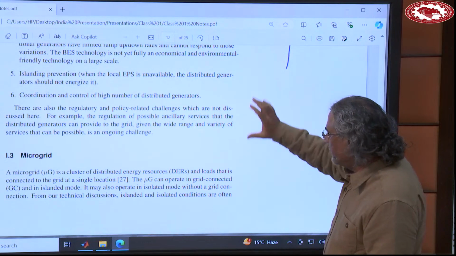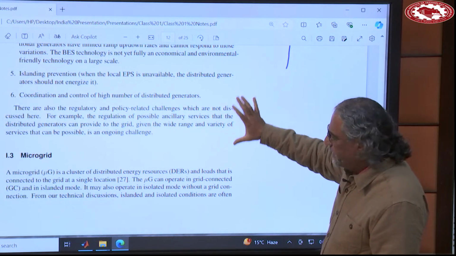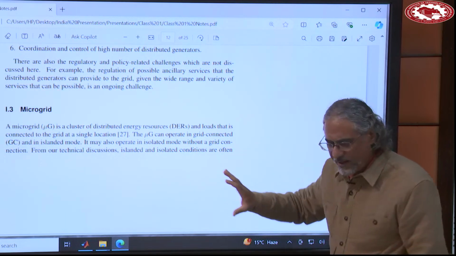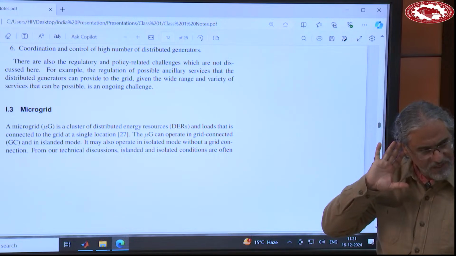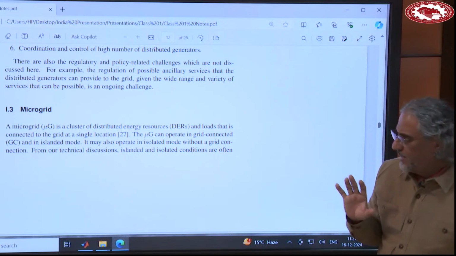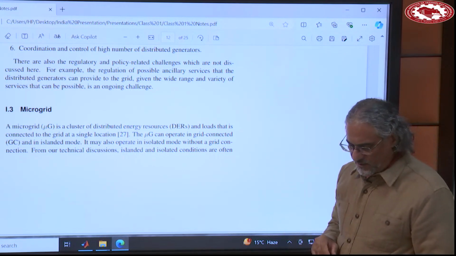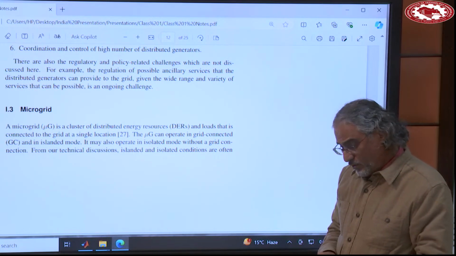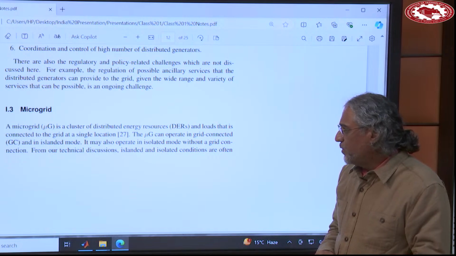Now, these challenges, keep them in mind. Now I'm going to microgrids. Microgrid basically came out of these challenges, and especially the last few that I mentioned: control and coordination, and also protection.